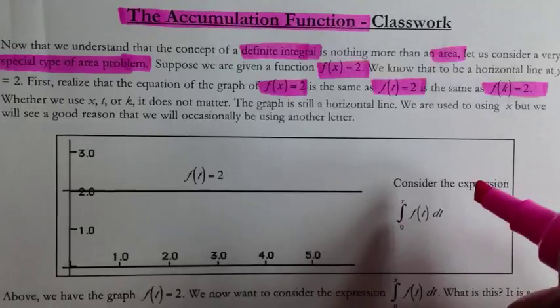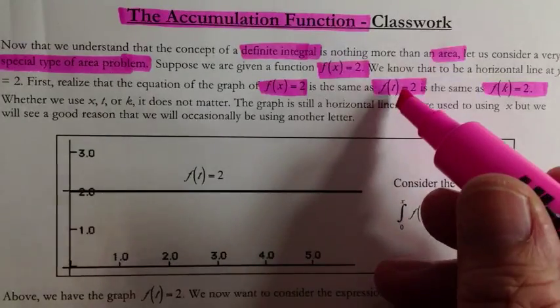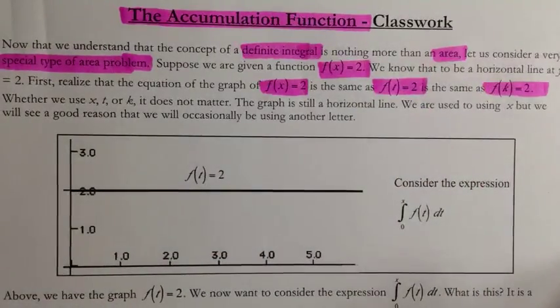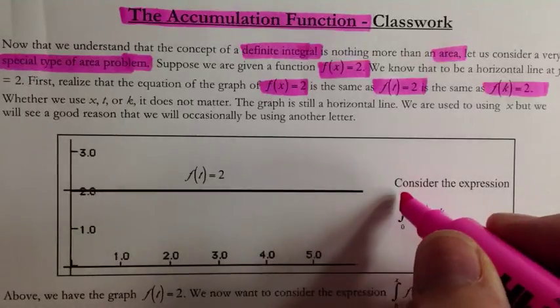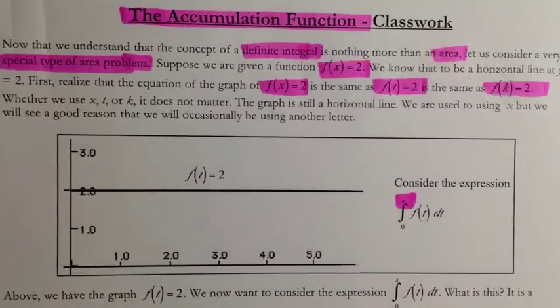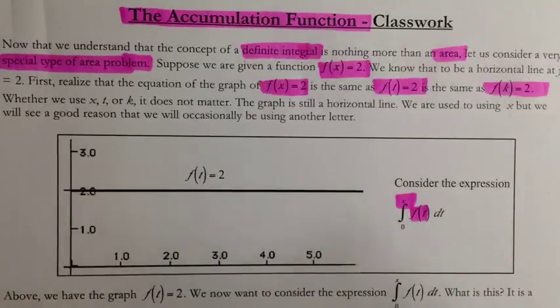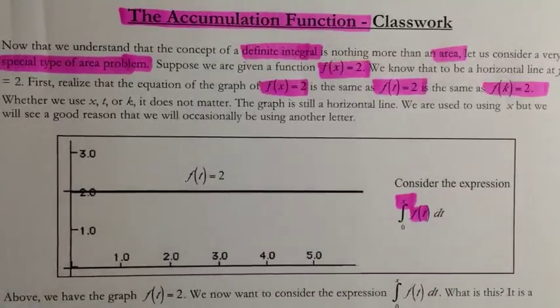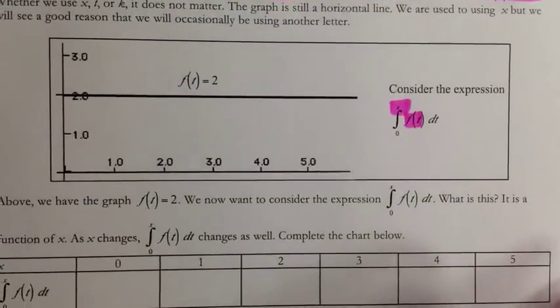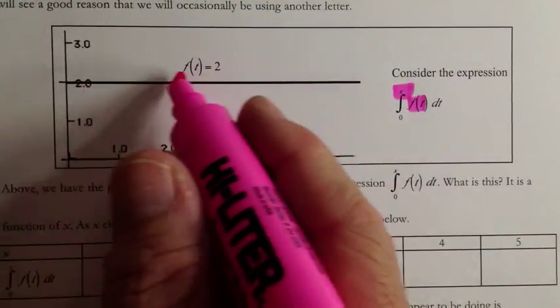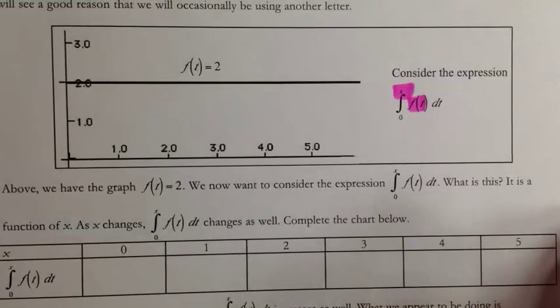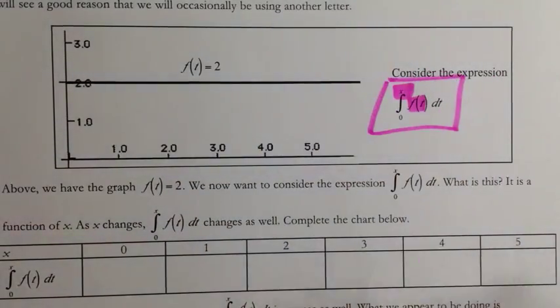In fact, we're going to see why we use something other than x, because it would get kind of confusing when we're dealing with the integral from 0 to x, or the integral from whatever to x of f of something, and we want that something to be something other than x. Nevertheless, here we see the graph of f of t equals 2. We know it's a horizontal line, and we're going to consider right now the expression here, the integral from 0 to x of f of t dt.